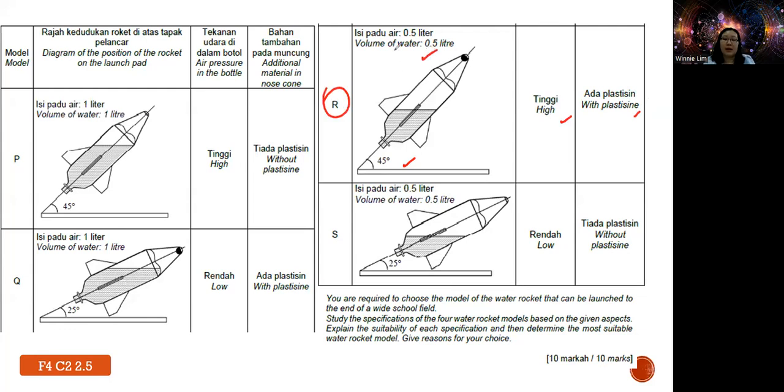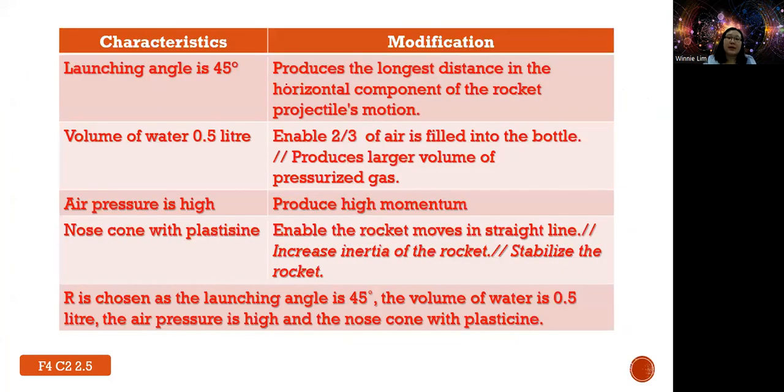Same thing for questions under making decision: the moment you choose correctly, you already have 6 out of 10 marks with the correct format of writing. You make a table and write this way. The launching angle is 45 degrees. Reason: produces the longest distance in the horizontal component of the rocket, projectile motion. Volume of water is 0.5 liter, enabling 2/3 of air to be filled into the bottle.